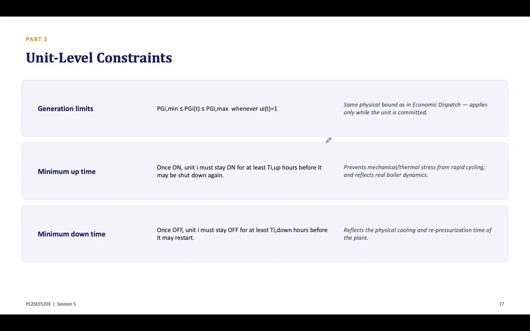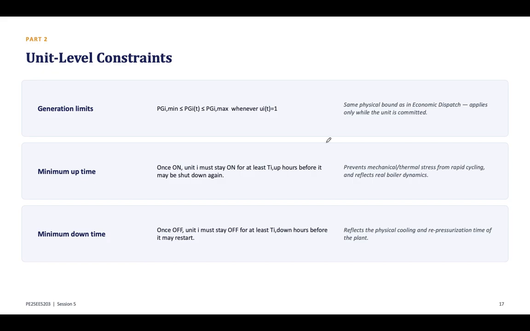Minimum uptime prevents rapid shutdown after startup. The restriction reflects thermal and mechanical realities and avoids economically unrealistic cycling. Minimum downtime performs the opposite role. After shutdown, a unit may require a minimum period before another startup is permitted.